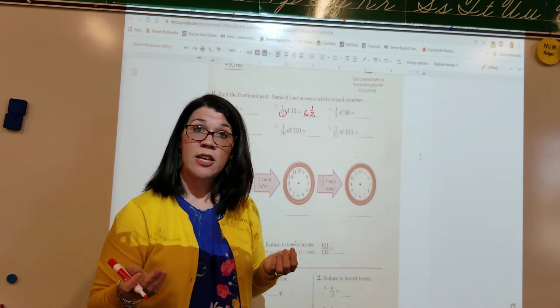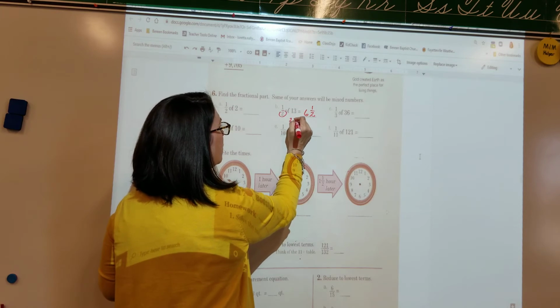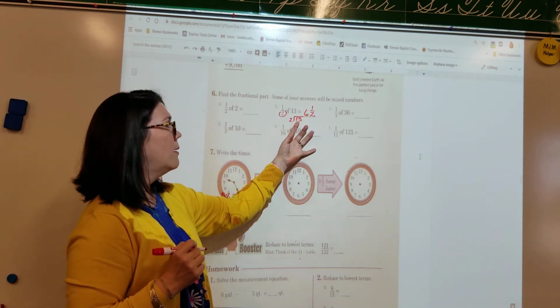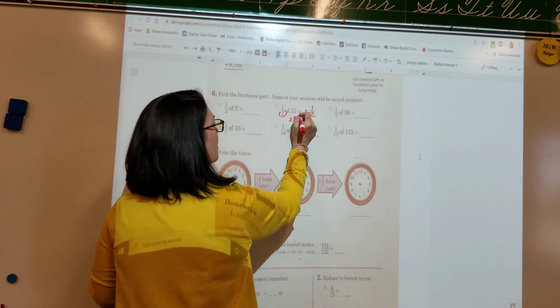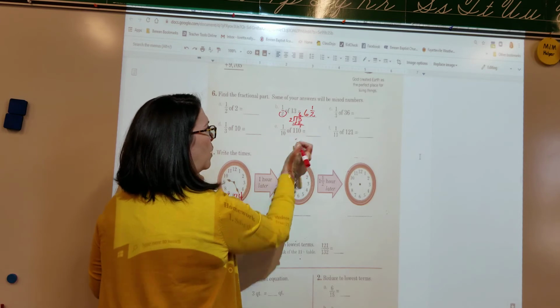Now, if you want to check yourself, boys and girls, just to make sure, because that's not a bad idea, we have 2 divided into 13. So you can look at it this way, okay? And then we would know we'd have to put a 6 here. 6 times 2 would give me 12. 13 minus 12 would give me 1.